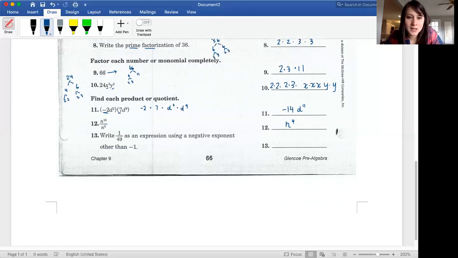And then writing this as an exponent using a negative exponent other than 1. So what they're saying is do not write this as 49 to the -1st power. Let's figure out how to power this out. So if I were to break down 49, I could write that as 7 to the 2nd power, right? And so 7 to the 2nd power as a negative exponent is 7 to the -2nd power. So that is my answer there.